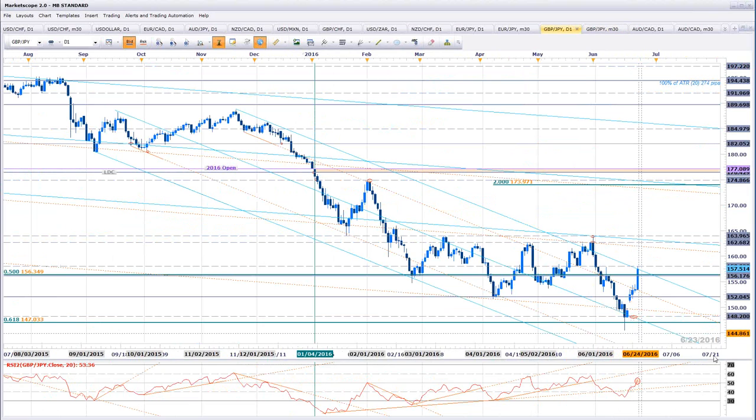Any questions on pound yen? Again, not for the faint of heart. 274 pip daily ATR. She's a big one. Likely to see some real serious volatility on this pair as we get through the release.